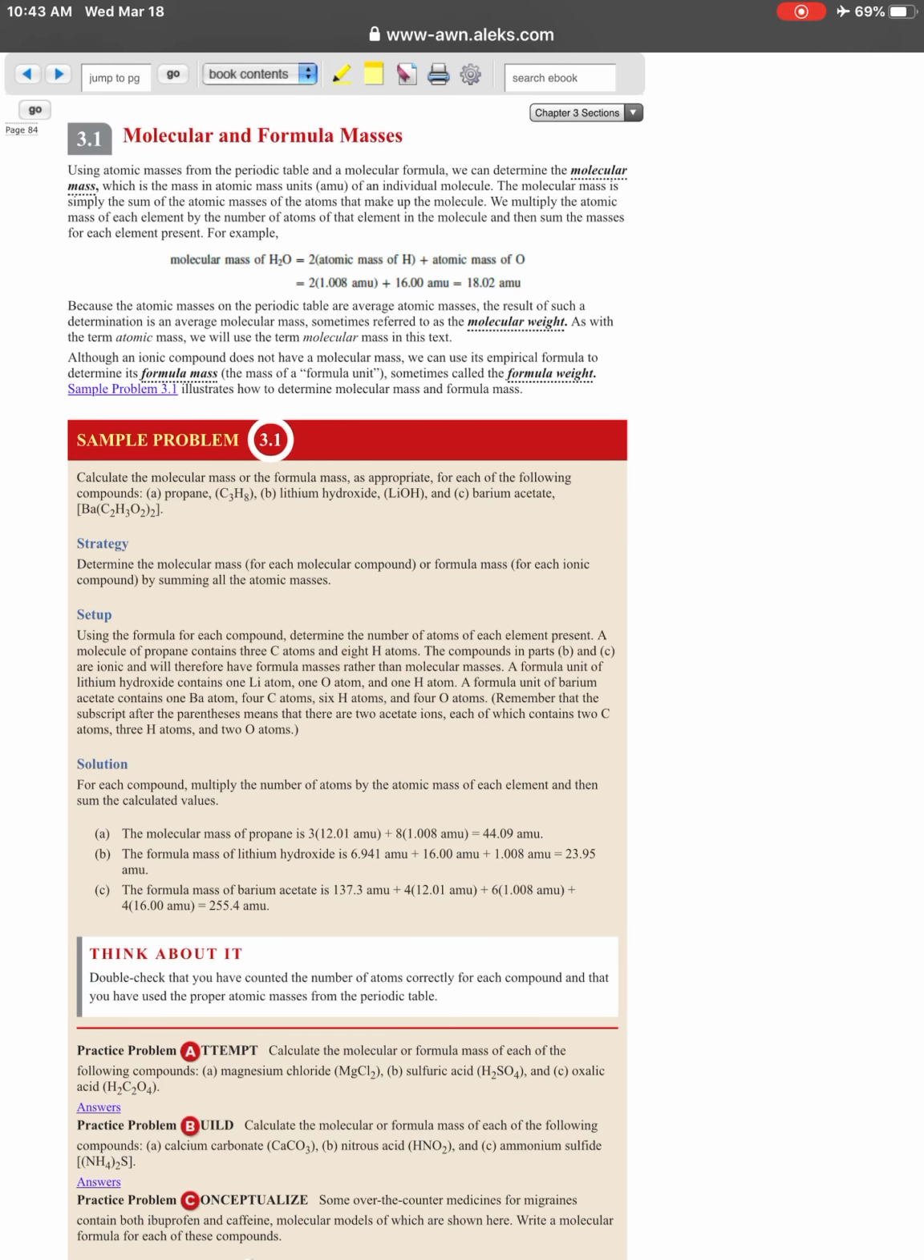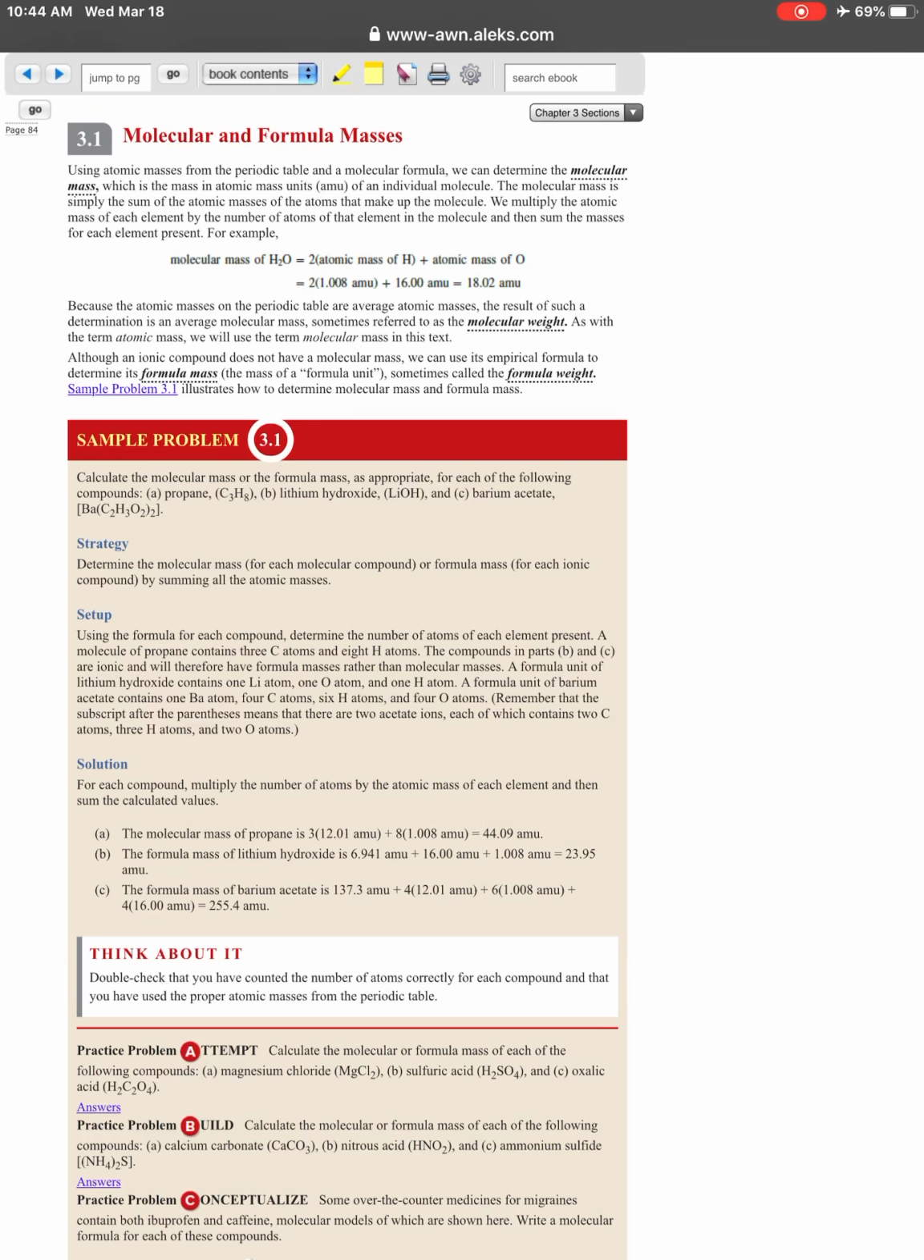Although an ionic compound does not have a molecular mass, we can use its empirical formula to determine its formula mass, the mass of a formula unit, sometimes called the formula weight. Sample problem 3.1 illustrates how to determine molecular mass and formula mass.